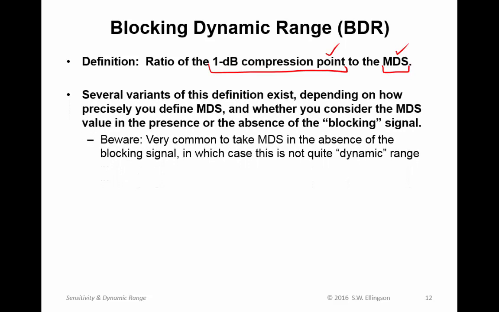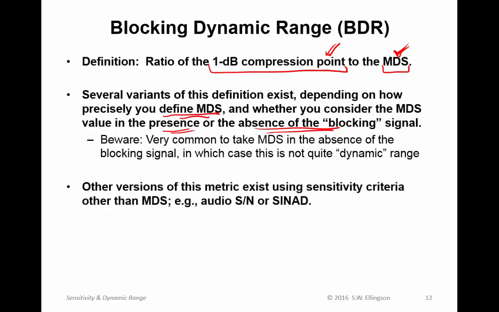Now, as I just pointed out, there are several variants of this definition, depending on how precisely you define MDS, because remember, there's not just one definition of MDS, and whether you consider the MDS to be the value in the presence or in the absence of the blocking signal. In other words, one way to measure this would be to first measure the 1 dB compression point, and then drop the signal level, and then measure the MDS. So that's measuring blocking dynamic range in the absence of the blocking signal. Alternatively, I could apply a strong signal, get to the 1 dB compression point, and then, while that signal is still there, apply a weaker signal and try to measure the MDS. And those are going to give me two different results. So I have to be very clear about how I'm going to do this blocking dynamic range measurement.